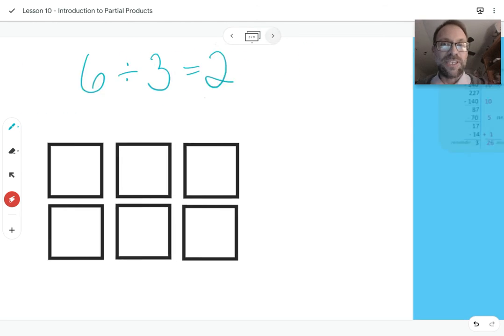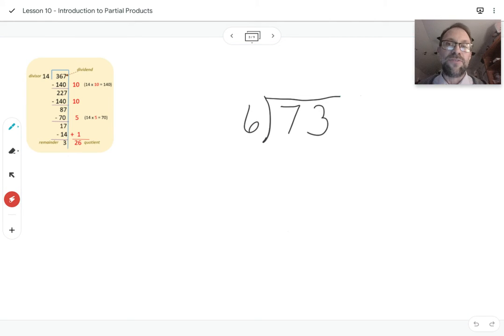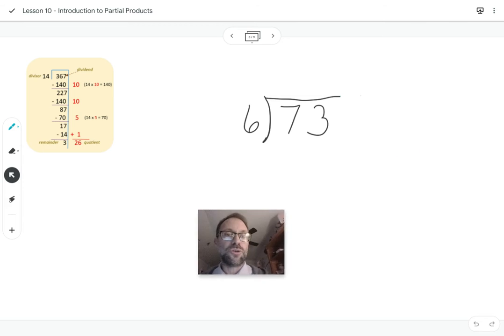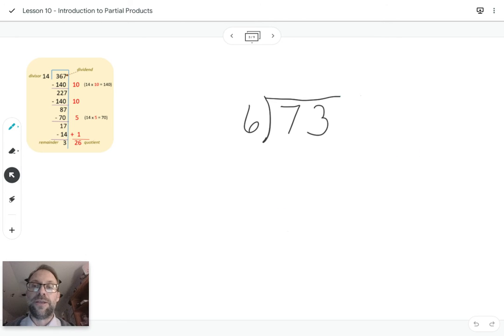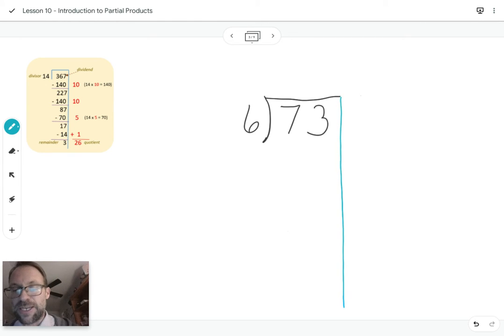I think this will make more sense with our first example. Here we have 73 divided by 6. And here we have our visual model just to remind us of how partial quotients looks when we're done and working through a problem. You'll notice the first thing we do in partial quotients is draw a line right down the right-hand side like this. Super important. You want to draw it as nice and straight and neat as you can.